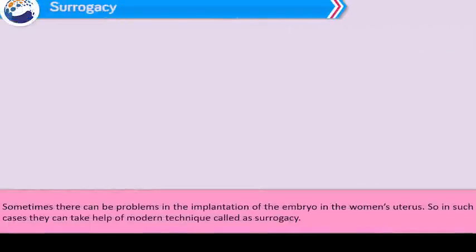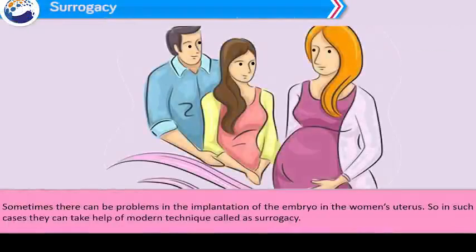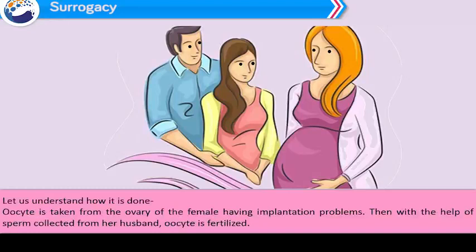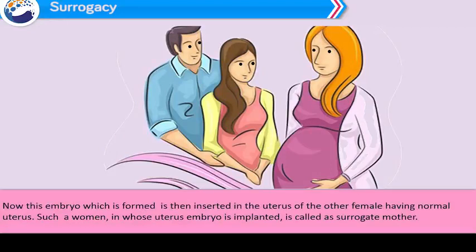2. Surrogacy. Sometimes there can be problems in the implantation of the embryo in the woman's uterus. So in such cases, they can take help of modern technique called as surrogacy. Let us understand how it is done. Oocyte is taken from the ovary of the female having implantation problems. Then, with the help of sperm collected from her husband, oocyte is fertilized. Now this embryo which is formed is then inserted in the uterus of the other female having normal uterus. Such women in whose uterus embryo is implanted is called as surrogate mother.